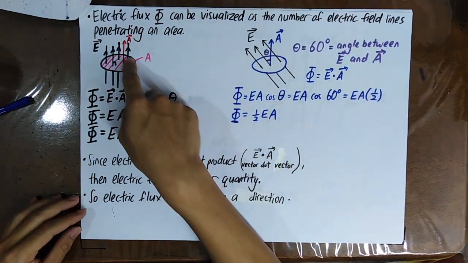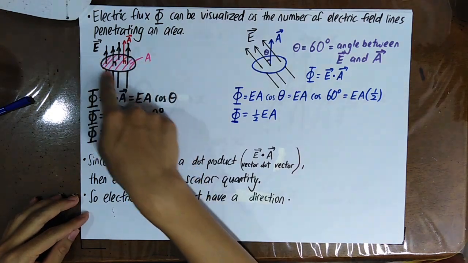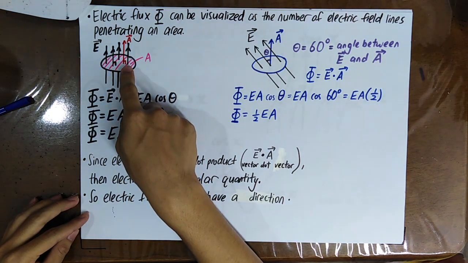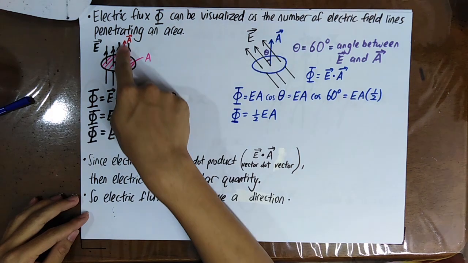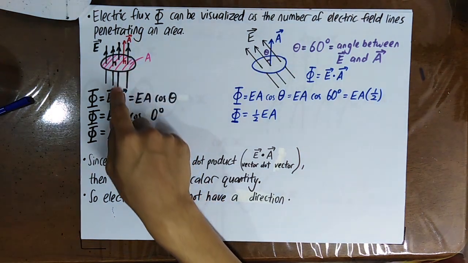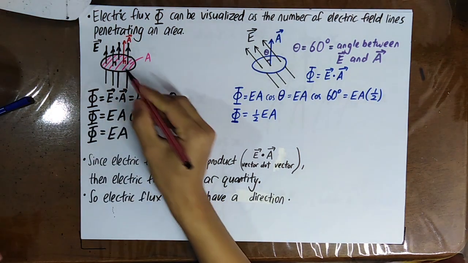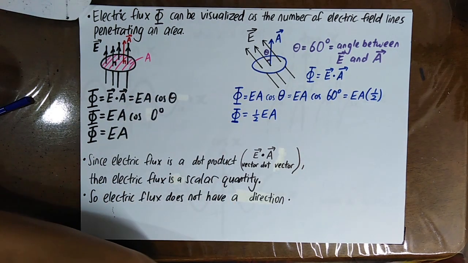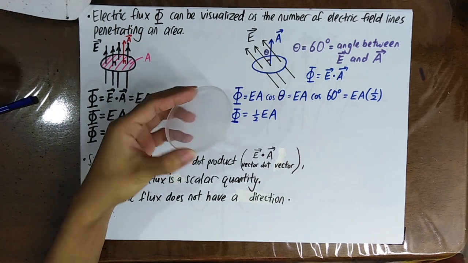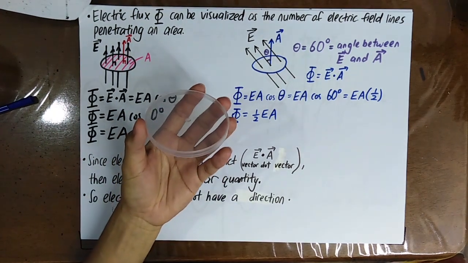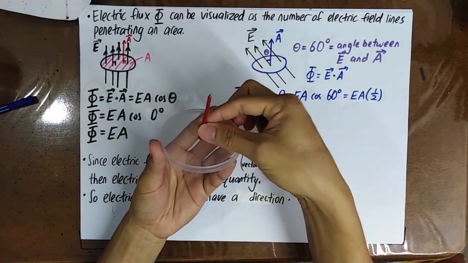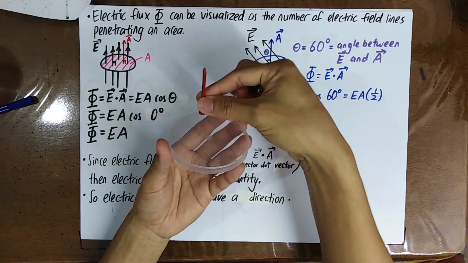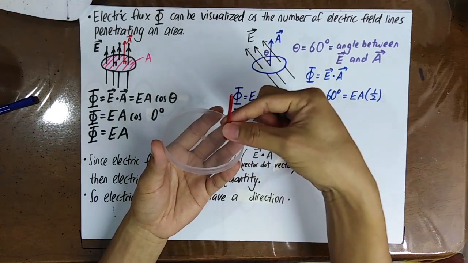That means that now let's say you are given an area, and then you know that the area vector is perpendicular to the surface area. It is perpendicular to the surface area itself. That means now you are given an area. The area vector must be perpendicular to the surface area at every point on the surface area.